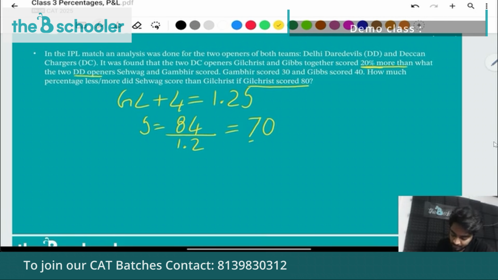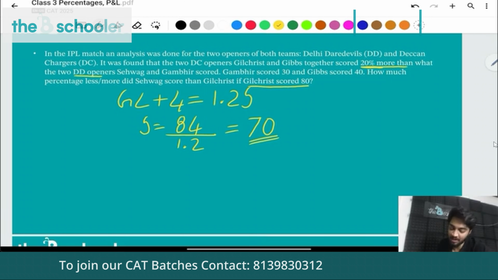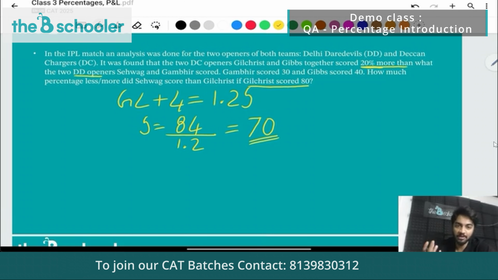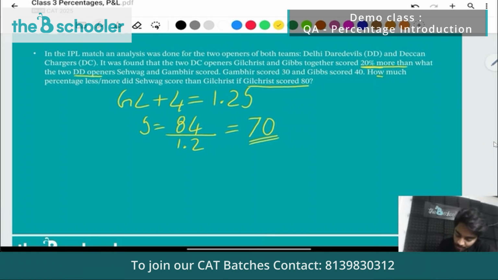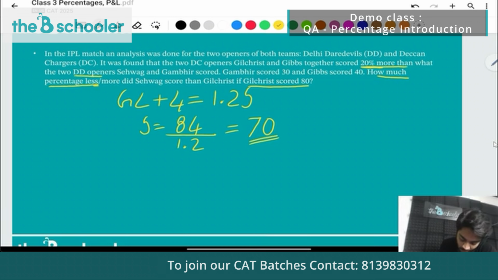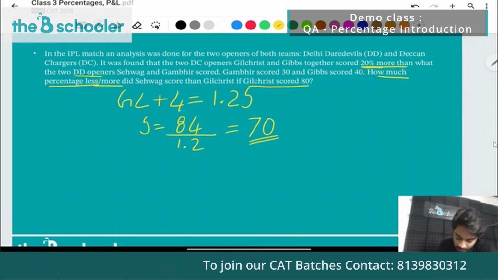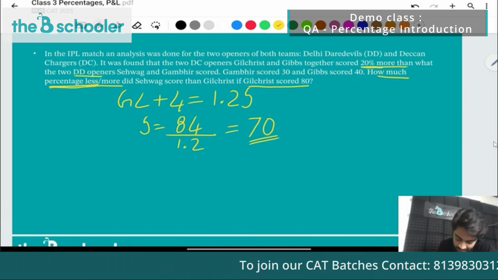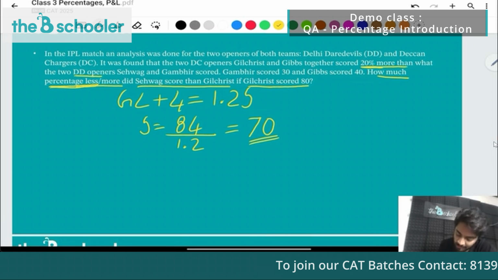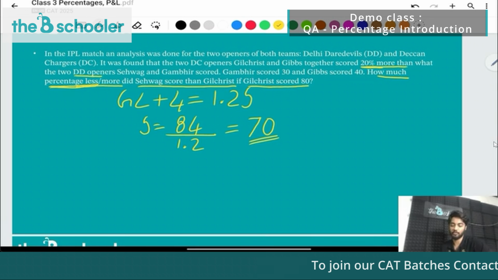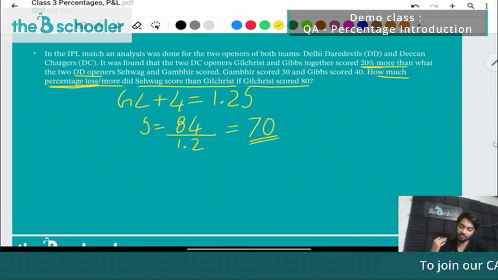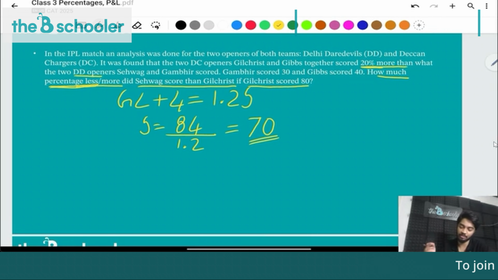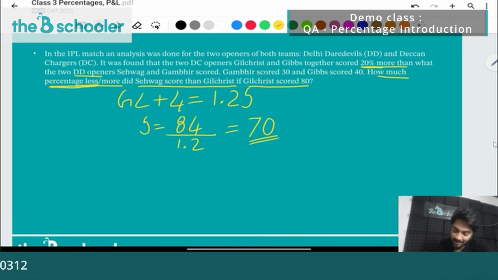Okay. So Sehwag score is 70. Now what they have asked is they haven't asked what is Sehwag score. They have asked how much percentage less or more. Now you know that it is anyway less. So they have asked how much percentage less did Sehwag score than Gilchrist. Okay, after getting this, now you can compare Sehwag score in terms of percentage to anyone in this. You can compare Sehwag score in percentage to Gibbs. You can compare it in terms of percentage with Gambhir as well. So they have asked how much is it less than Gilchrist.